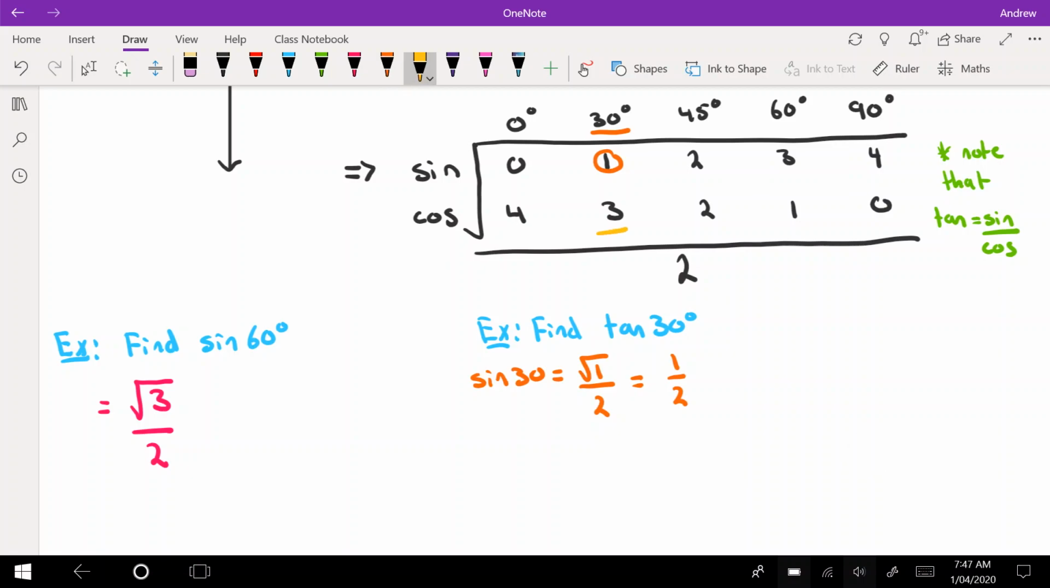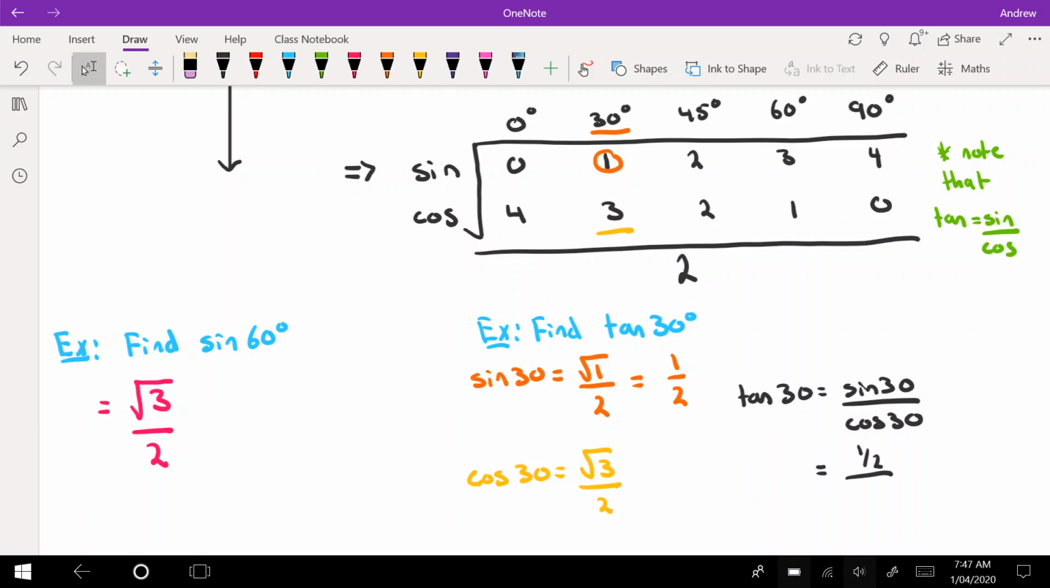Cosine of 30 is going to be root 3 over 2. Okay. Now tan of 30 will be equal to sine 30 over cosine of 30, which is going to be equal to a half divided by root 3 over 2, which equals 1 over root 3.